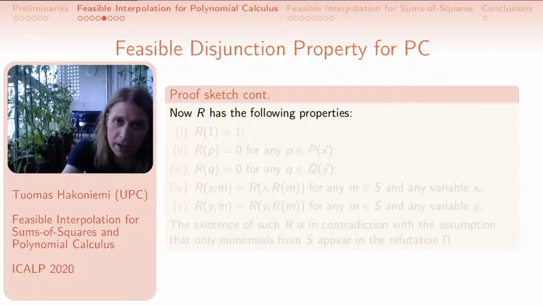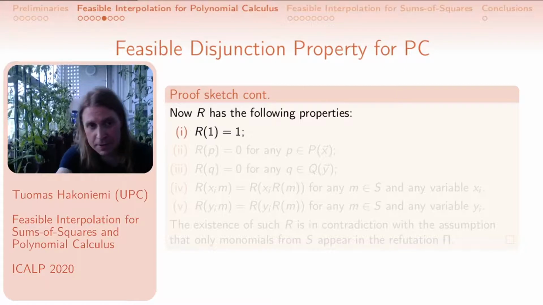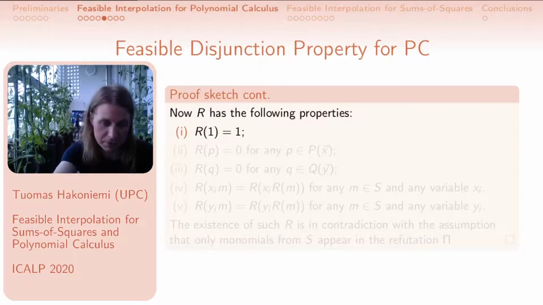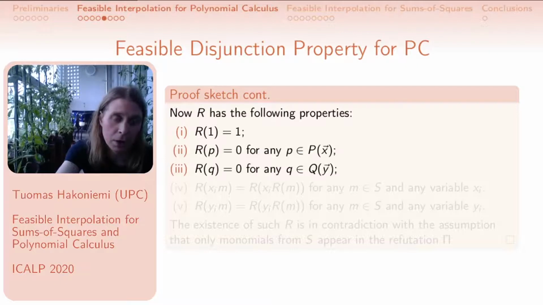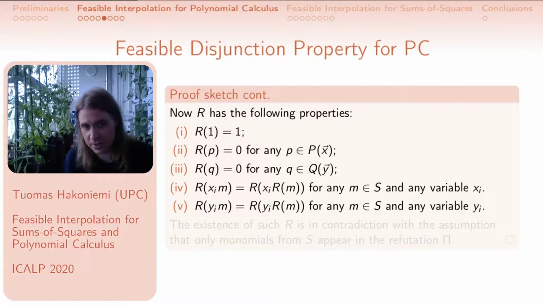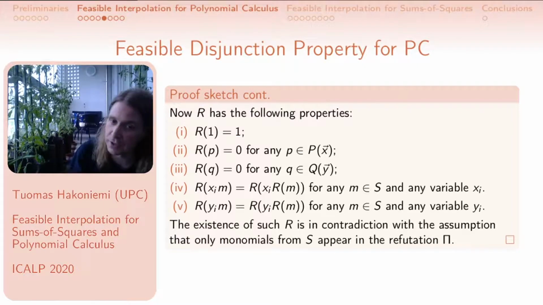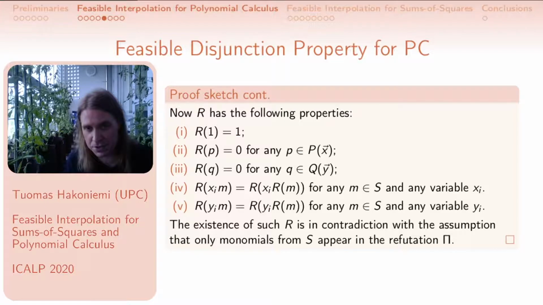Now this R has some very nice properties. First, it maps the constant polynomial 1 to itself, because the two components do. It maps all the axioms to 0, and it inherits this distribution property from its two components. So it's not hard to see now that the existence of such R is in contradiction with the assumption that in the given refutation only monomials from the set S appear.